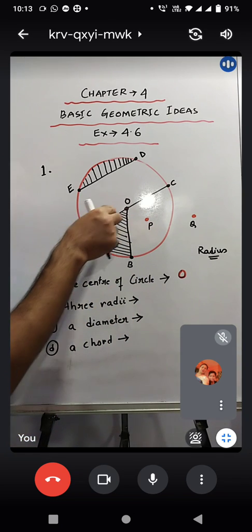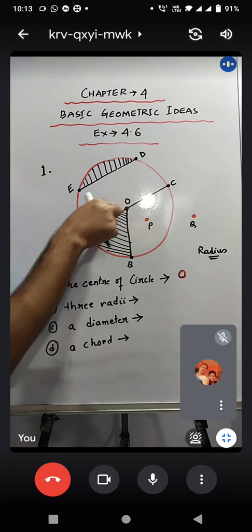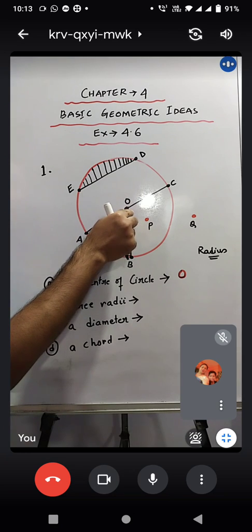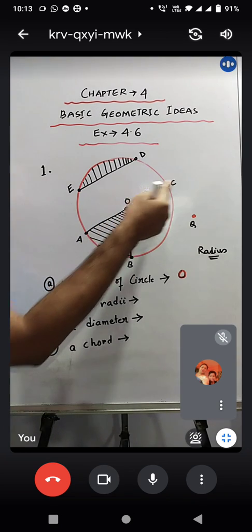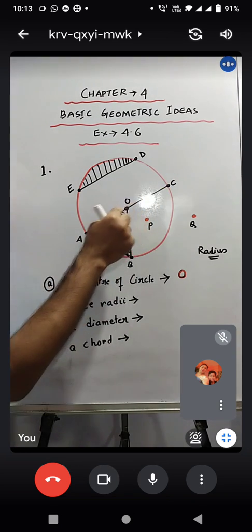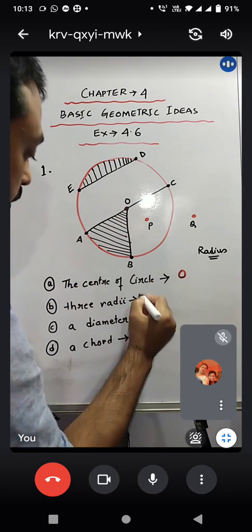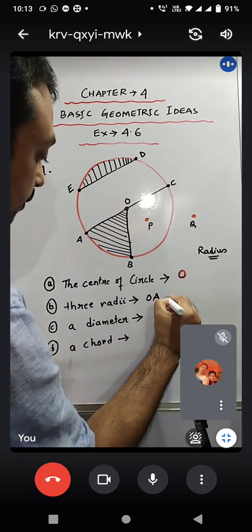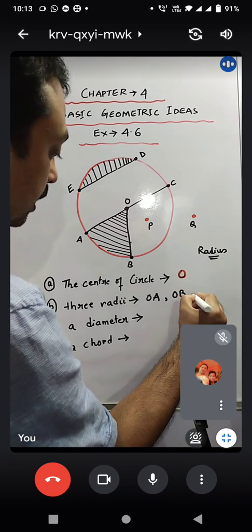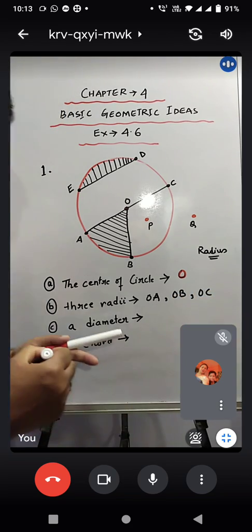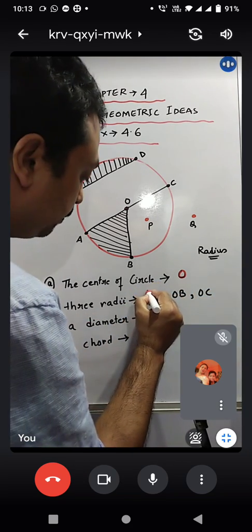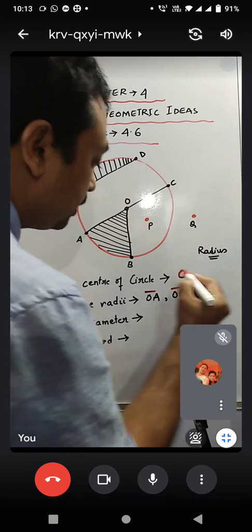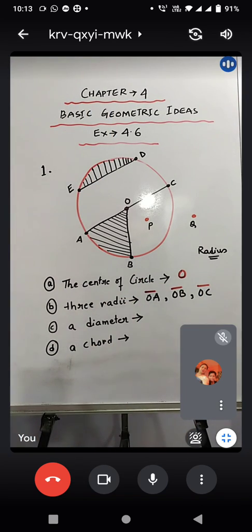Now, three radii we have to name. So, what are the radii? This is one radius, that is OA. Another radius is OB. And one more radius is OC. So, these are the three radii. So, how to write it? OA, OB, and OC. Since they are line segments, we'll put a bar over them.